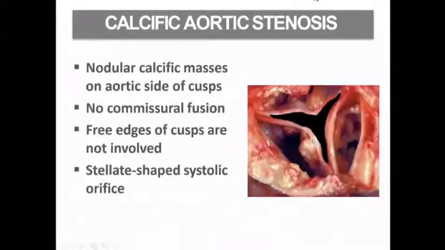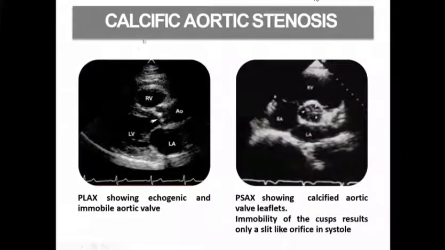So this was the calcification, this was the tissue structure. You can see there is a nodular calcification mass in the aortic cusp, no commissural fusion, and the free edges of the cusp are not involved, and a slit-shaped systolic orifice. So this is the calcified aortic stenosis. You can see it very well. There is a huge amount of calcium on this, and the mobility is restricted.